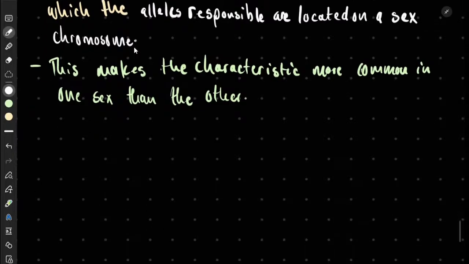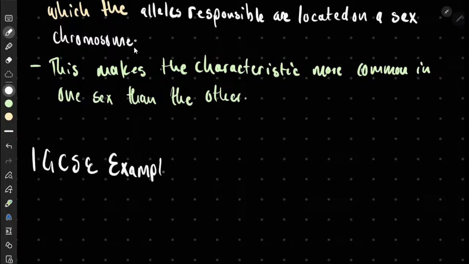All right, so let's do the IGCSE example. For codominance, we saw it was the blood groups. Let's now see the condition, then we see the alleles for that condition. Are we together? All right, good.